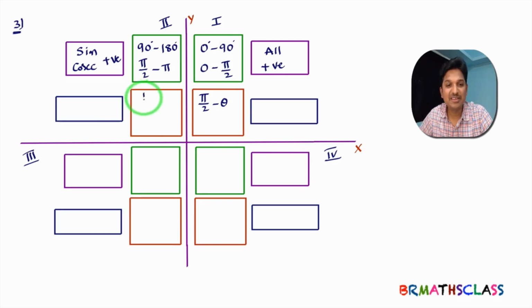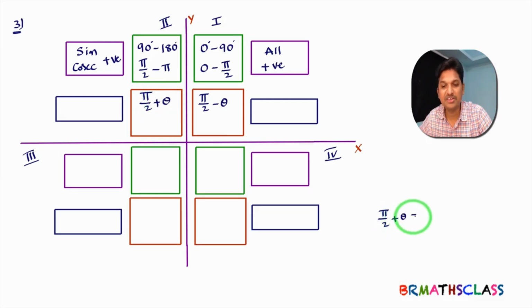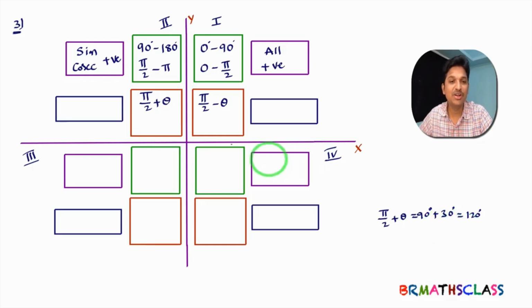Pi by 2 plus theta. Here, what is theta? Theta is an acute angle. See here, pi by 2 plus theta. Pi by 2 means 90 degrees. Theta is some acute angle. You select any acute angle. For example, you take 30 degrees. 90 degrees plus 30 degrees is 120 degrees. Correct or not? 120 degrees lies in which quadrant? It lies in second quadrant. So what I am trying to say, pi by 2 plus theta lies in which quadrant? It lies in second quadrant.